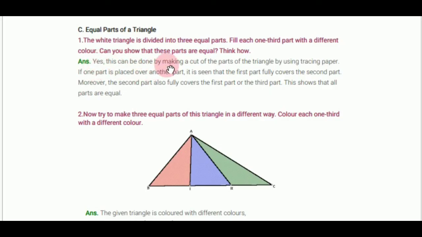Yes, this can be done by making a cut of the parts of the triangle using tracing paper. So you have to use the tracing paper and cut it into 3 equal parts. If one part is placed over another part, it is seen that the first part fully covers the second part. Moreover, the second part also fully covers the first part or the third part. This shows that all parts are equal.